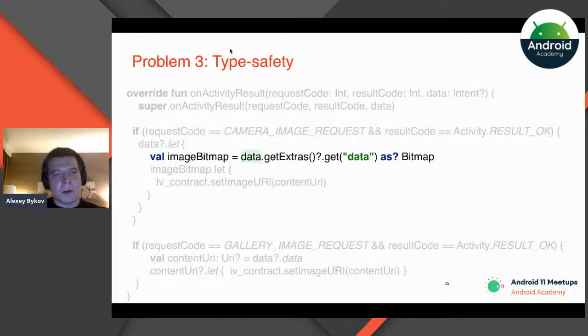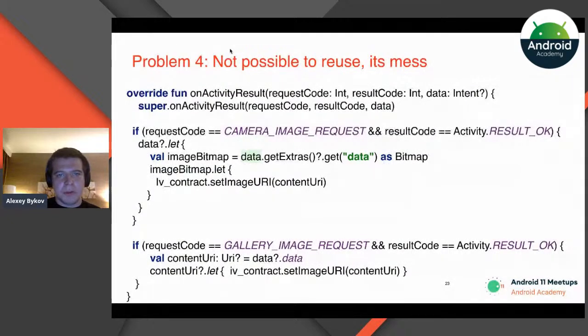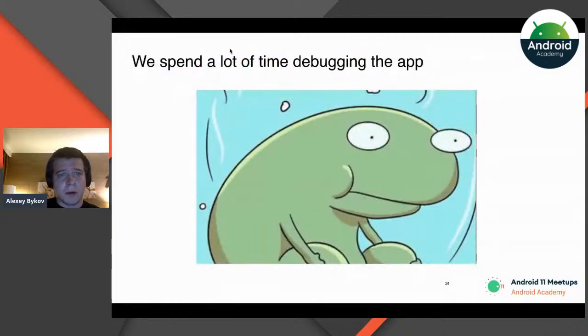The next one is type safety. We may have an issue related to that, because we need to cast our data from the intent to other models. And the last one, it's not possible to reuse in another activity because it is quite messy. And as a result, we spend a lot of time debugging our application instead of focusing on the features which our users have been waiting for.